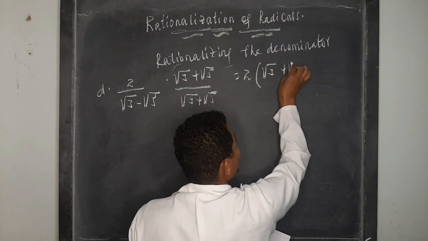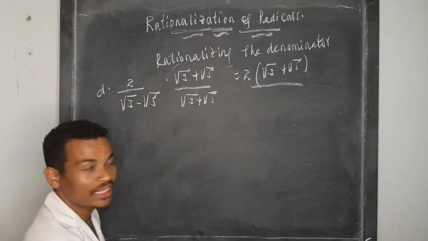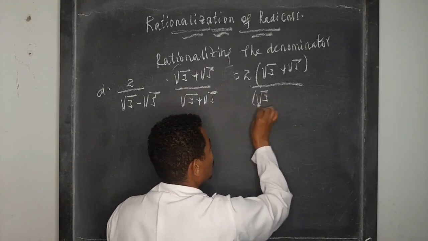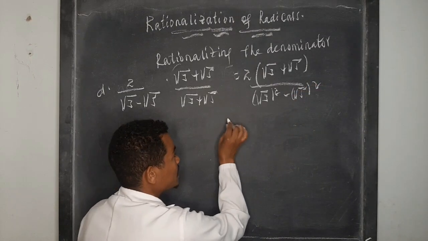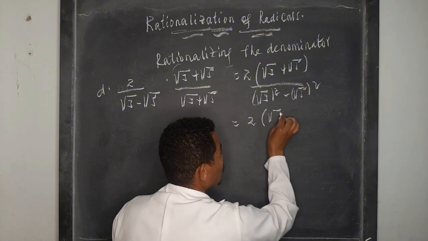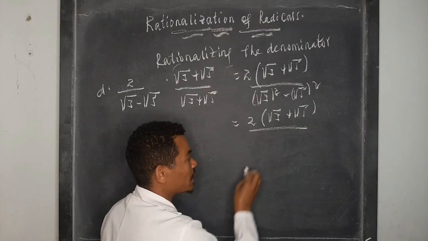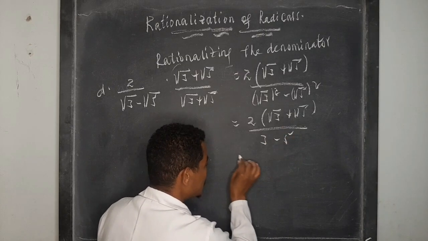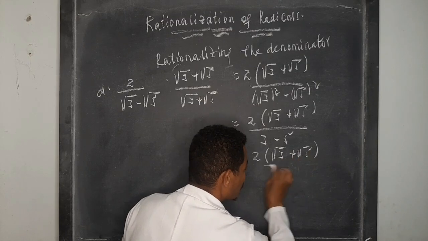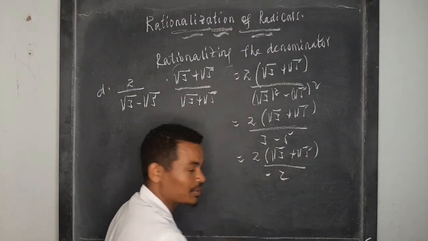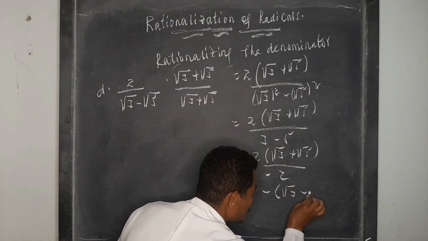So this is the same as 2 times square root of 3 plus square root of 5 over a minus b times a plus b, which is a square minus b square, that is radical 3 the whole square minus radical 5 the whole square. This is 2 times radical 3 plus radical 5 over 3 minus 5, which is minus 2. Cancel the 2s, leaving minus radical 3 plus radical 5.